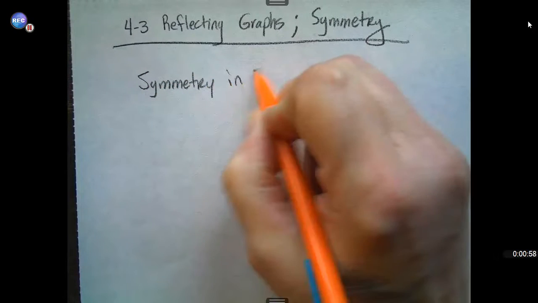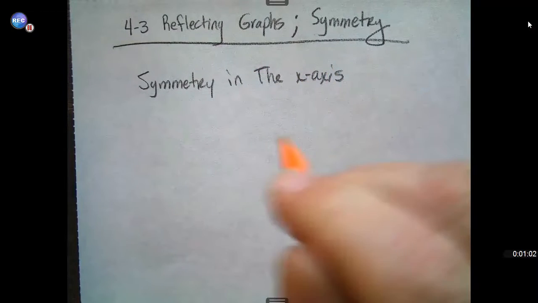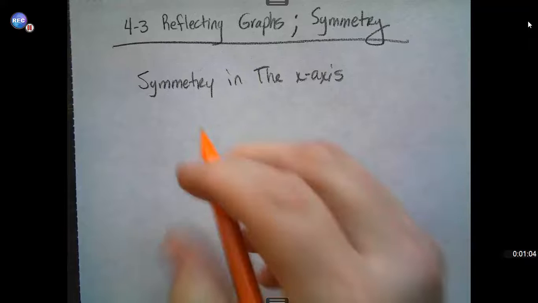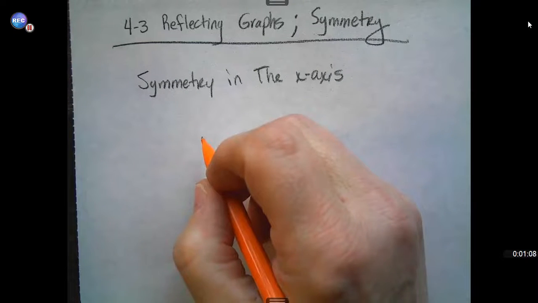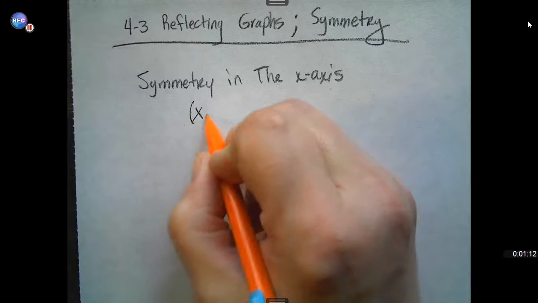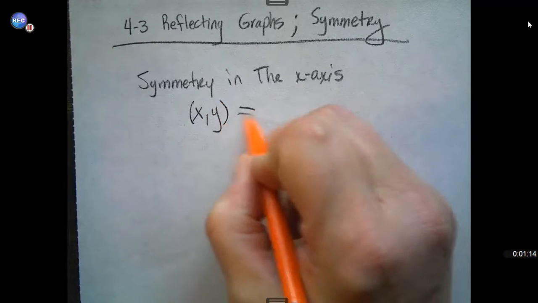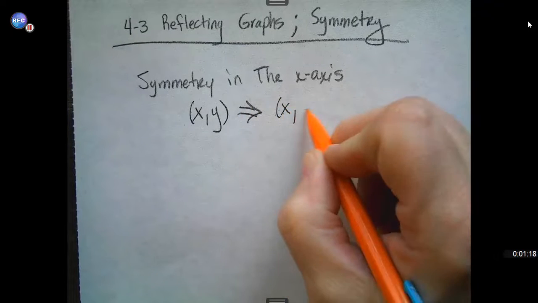in the x-axis. And so if something has symmetry in the x-axis, or if we want to reflect something about the x-axis, then we say that the ordered pair (x, y) gets mapped into the ordered pair (x, -y).